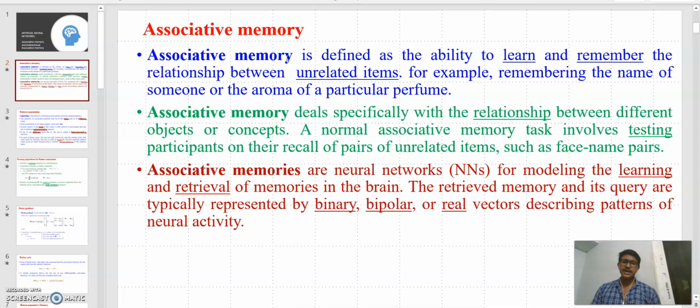Associative memory deals specifically with the relationship between different objects or concepts. A normal associative memory task involves testing participants on their recall of particular unrelated items. In associative memories, the retrieved memory and its query are typically represented in binary form, bipolar form, or real vectors describing patterns of neural activity.